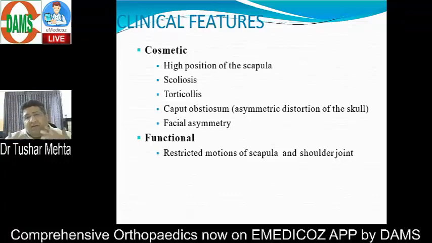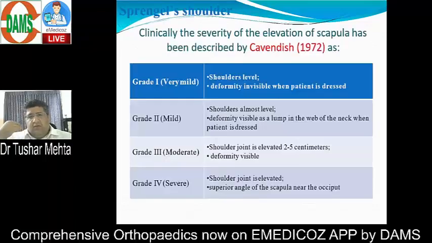Then you will have a facial asymmetry also, because muscles of that side will be involved, whether it is sternocleidomastoid or trapezius or pec major or deltoid. So precisely a clinical feature. And then very important, clinical staging, Cavendish grading. This is an important thing which is usually asked in viva exams, if at all you see a case of Sprengel's deformity. By the way, let me utilize this one moment to tell you that Sprengel deformity is not very common, but still it is a common short case.